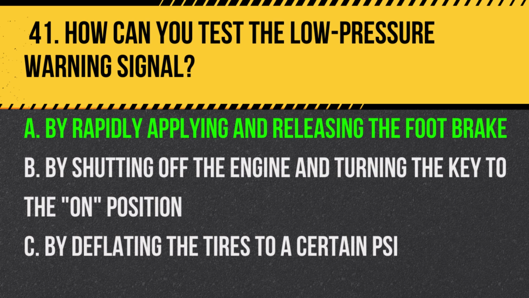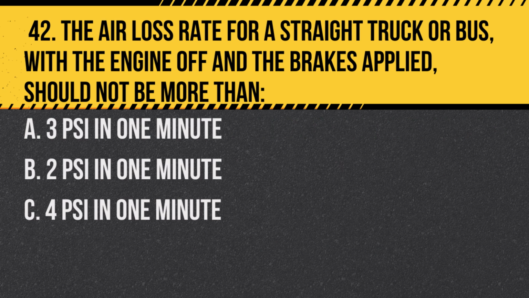Answer A. By rapidly applying and releasing the foot brake. This will reduce air tank pressure, and the low pressure warning should activate before the air pressure drops below 60 psi. Question 42. The air loss rate for a straight truck or bus with the engine off and the brakes applied should not be more than A. 3 psi in 1 minute. B. 2 psi in 1 minute. C. 4 psi in 1 minute.